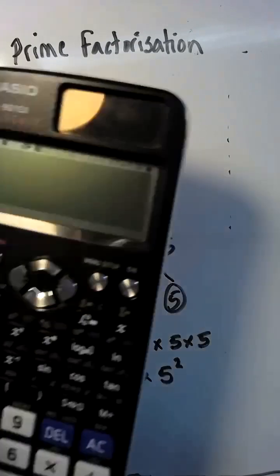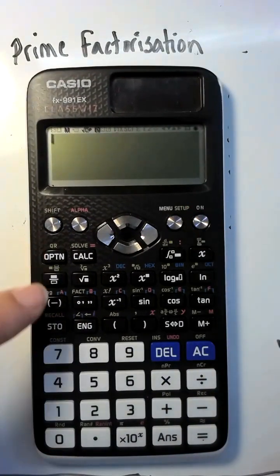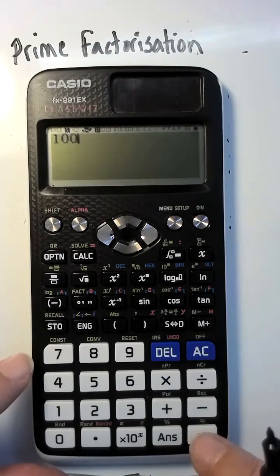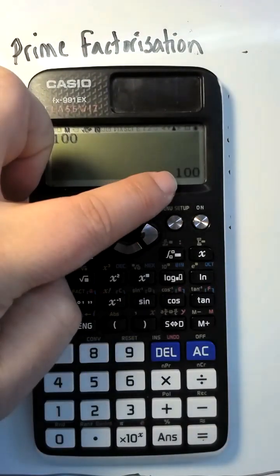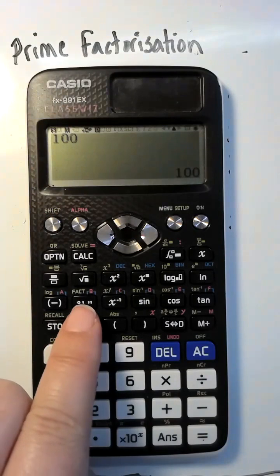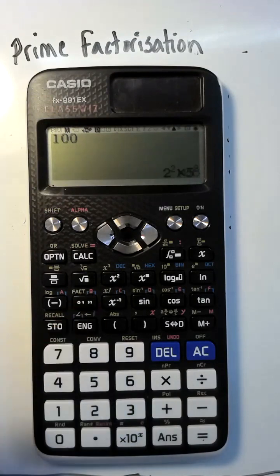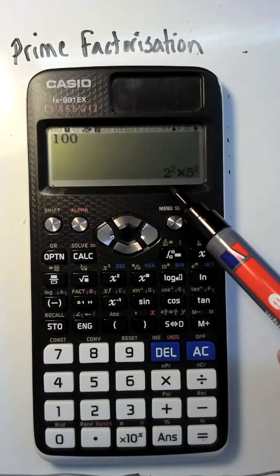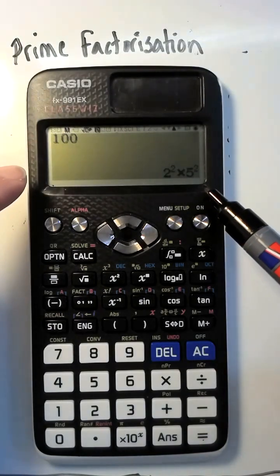But if it's a calculator paper, there is a little trick. I put in 100. I click on equals, and it sits on the answer line. If it's a Casio calculator and there are a few others, you can click shift and then this button just here. It says the word fact in yellow above it. And I click on that fact button and I get the factorisation of 100 in index form straight away.